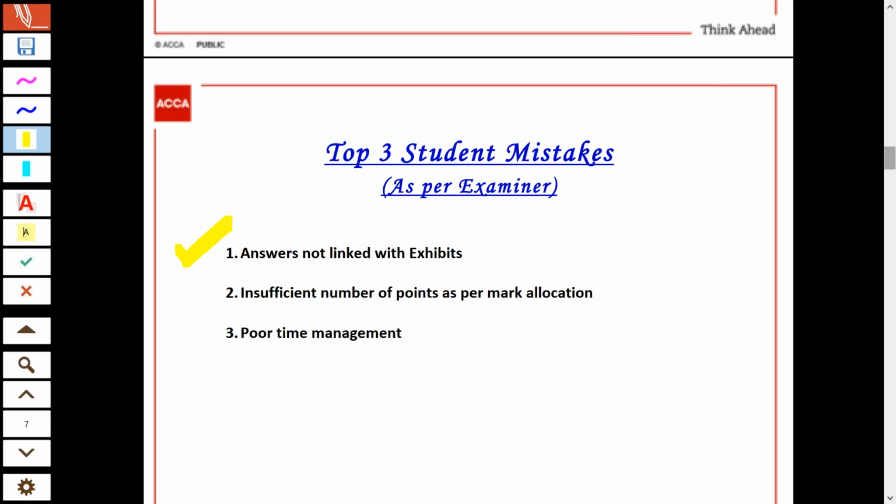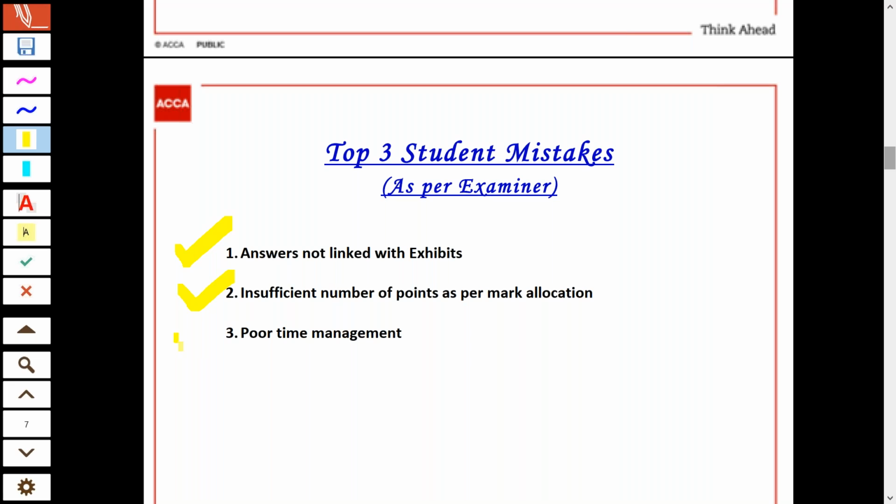The second issue which the examiner has is an insufficient number of points as per the mark allocation. He feels that the students do not write a sufficient number of points considering the marks. So tomorrow I will talk about how many points we are supposed to write, what should be the length of our answer, how many lines, how many points. All this I will cover tomorrow.